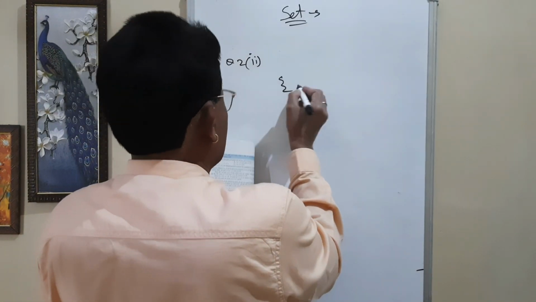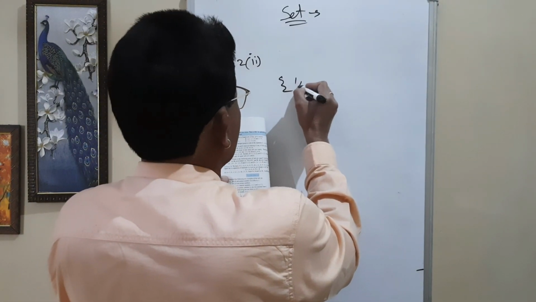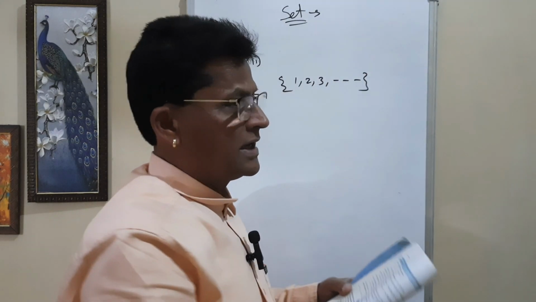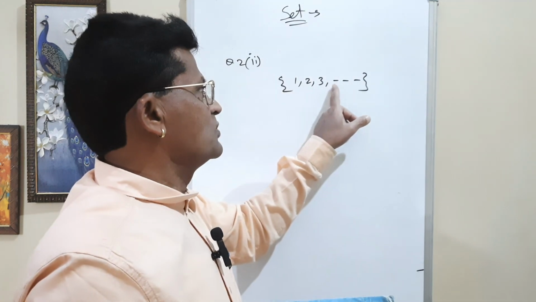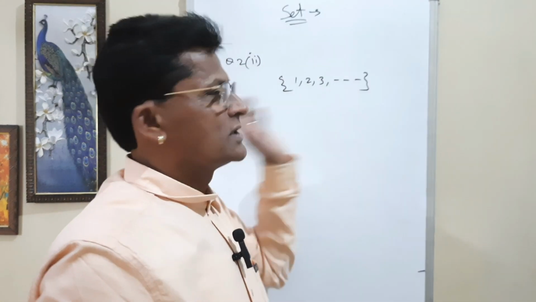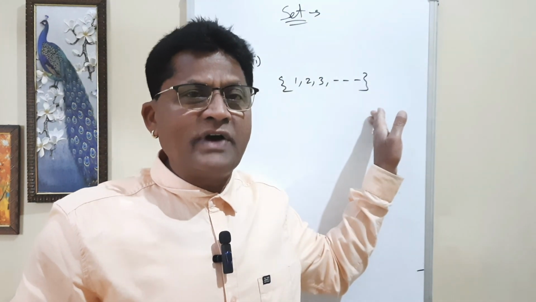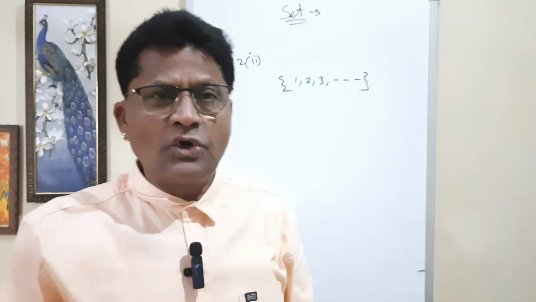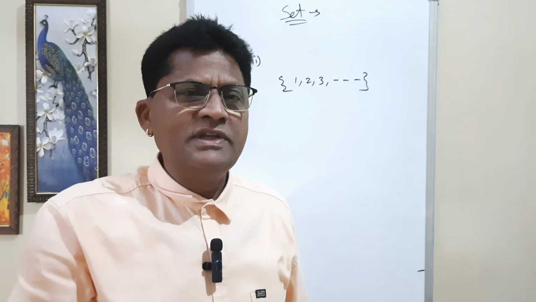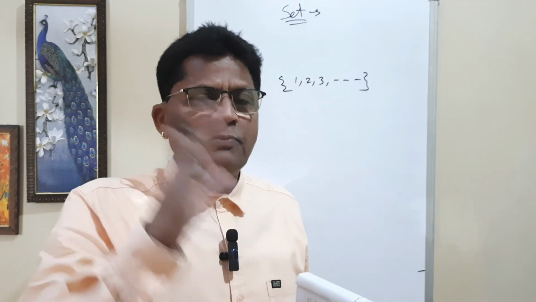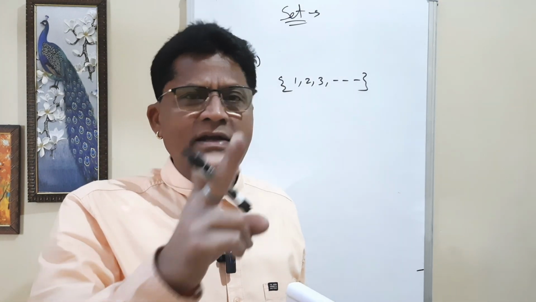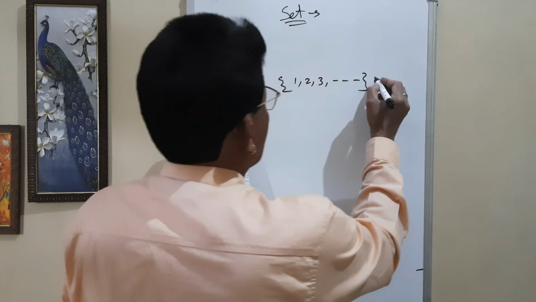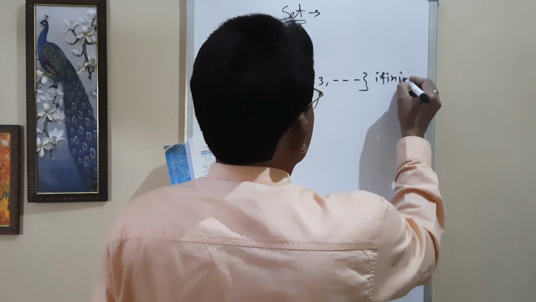The second set is given: 1, 2, 3 and so on. My dear students, I repeatedly told you that you must put only the 3 dots. They indicate the infinite condition. If you put more and more dots, mathematically that is wrong. Even in the examination, if the copy is properly evaluated, marks will be deducted. That is why be careful regarding that. It is an infinite set.